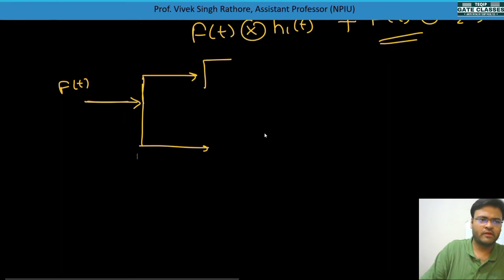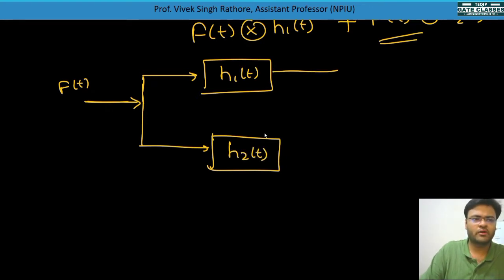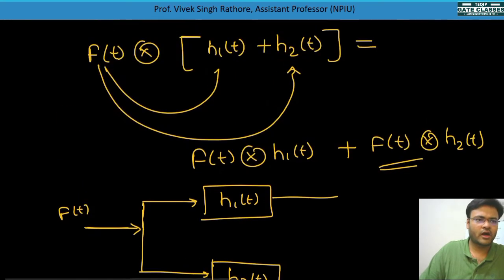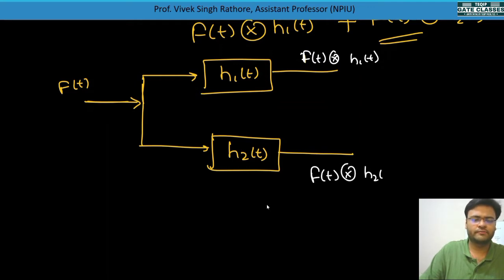Here we will give this f(t) to both systems. Let's suppose h1(t) is there, and this is h2(t). If you are getting output as f(t) convolution with h1(t), and let's suppose from here you are getting output as f(t) convolution with h2(t).